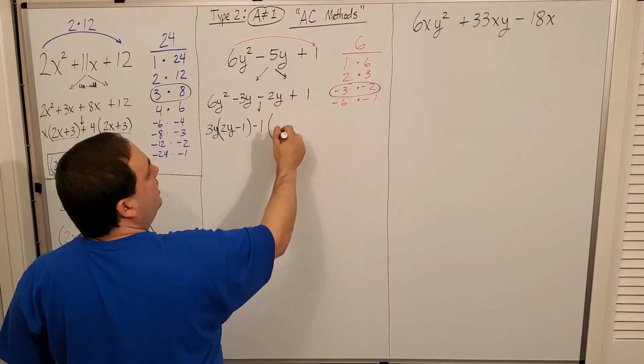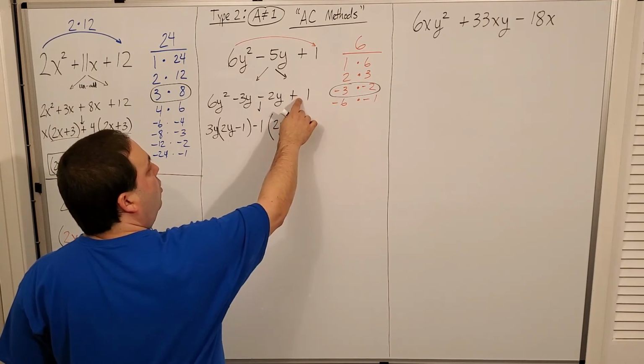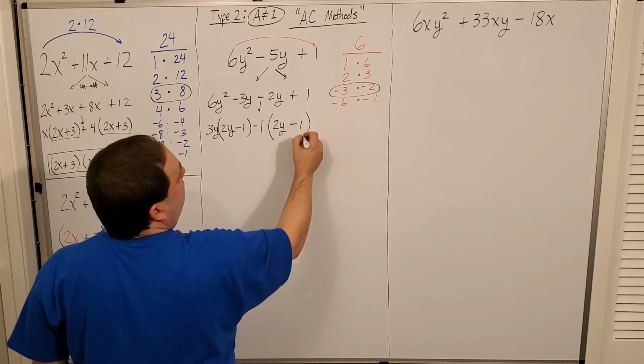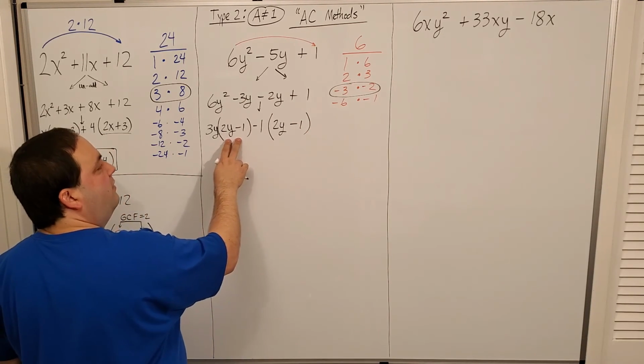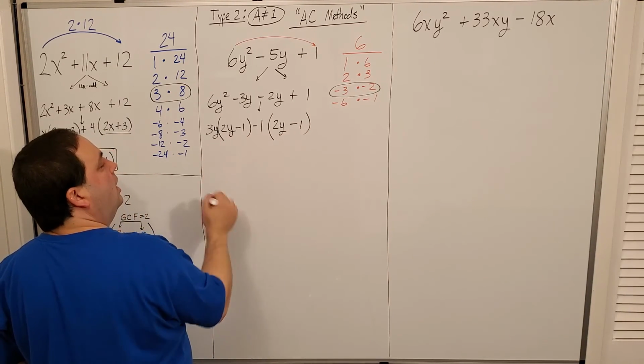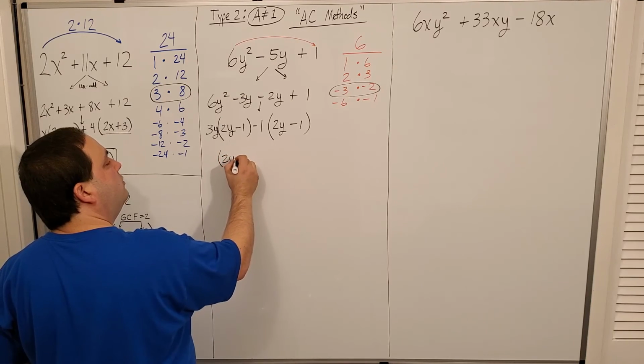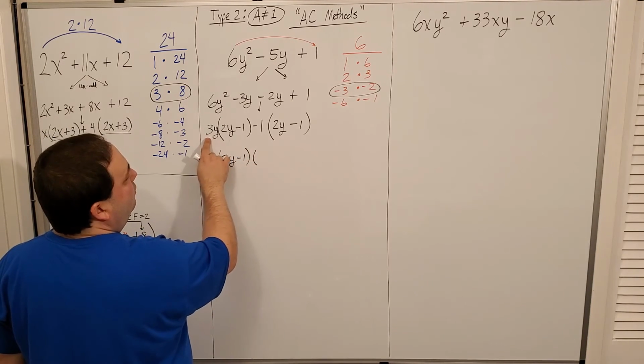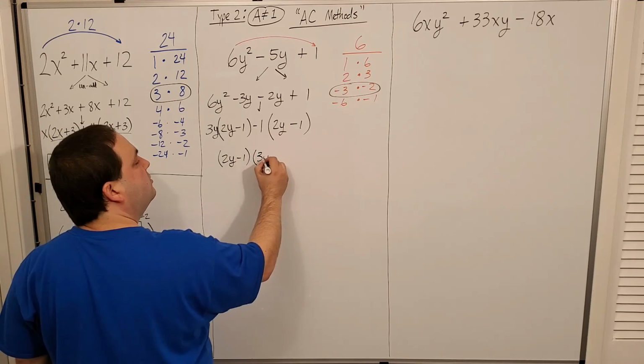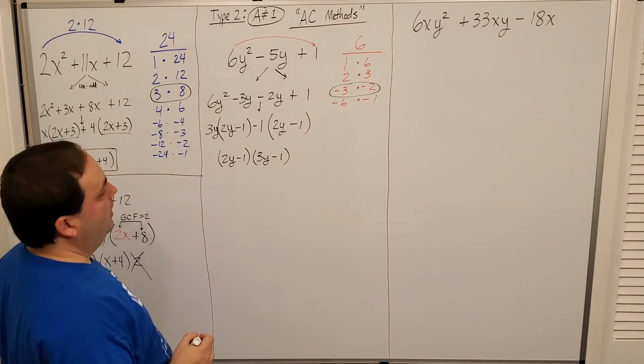Negative 2 divided by negative 1 is positive 2. 1 divided by negative 1 is negative 1. I notice that they both have the 2y minus 1 in common, so I pull that out, leaving me with 3y minus 1 as the answer. Okay?